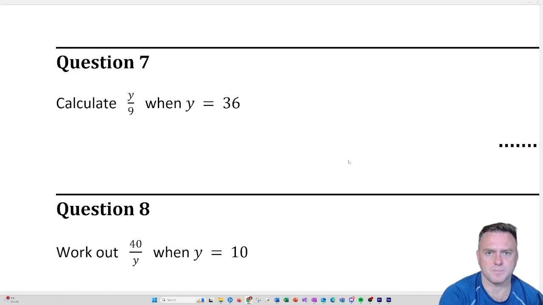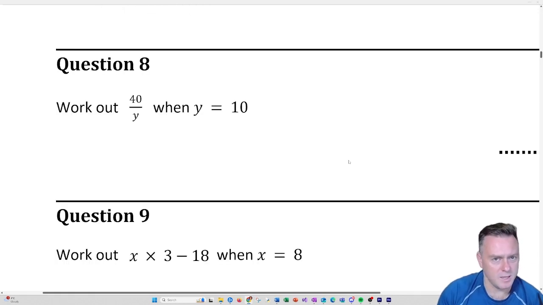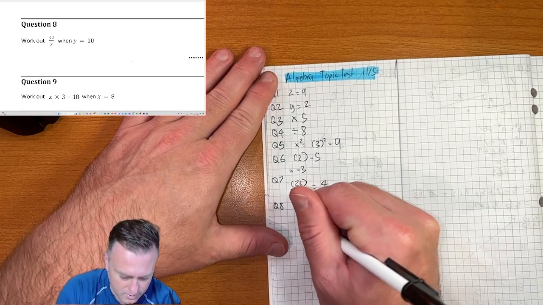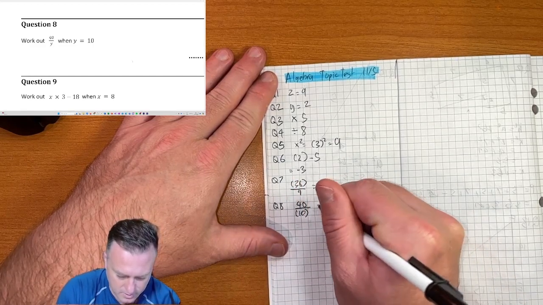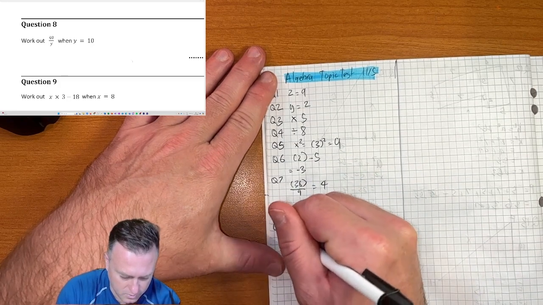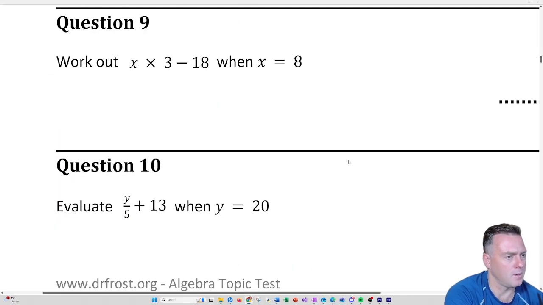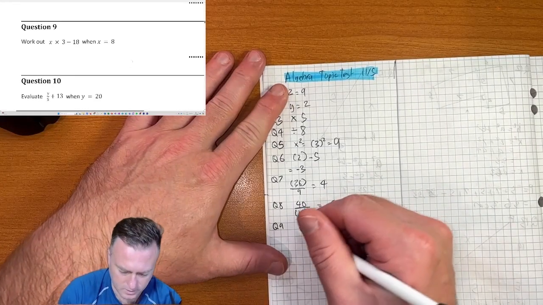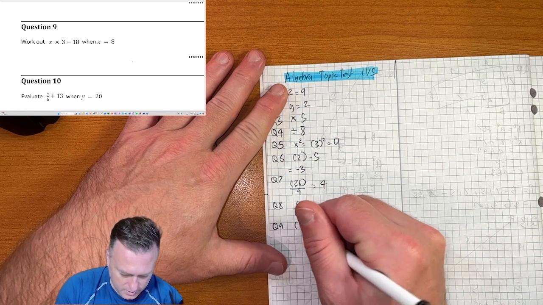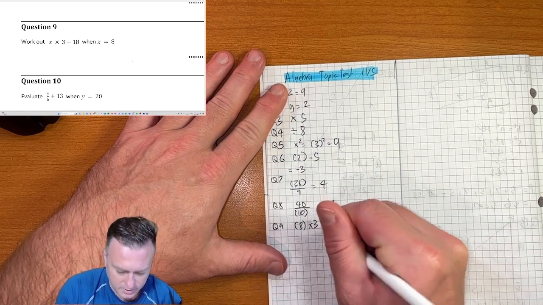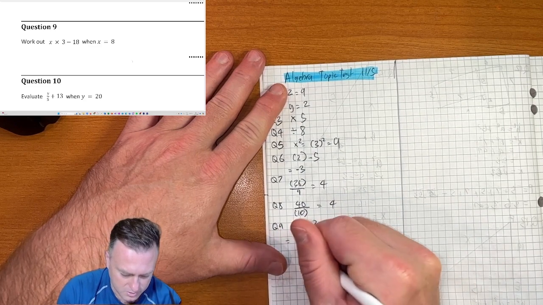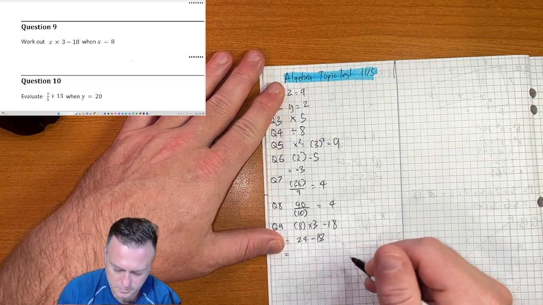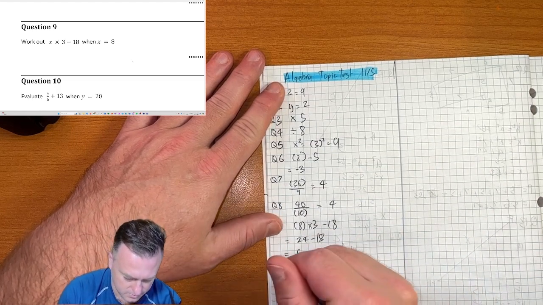Question 8. 40 divided by 10. That's what we're going to do. So we're going to go 40 divided by 10, just equals 4. Question 9. X times 3 minus 18. So we've got 8 times 3 minus 18. So that gives us 24 minus 18, which then just equals 6.